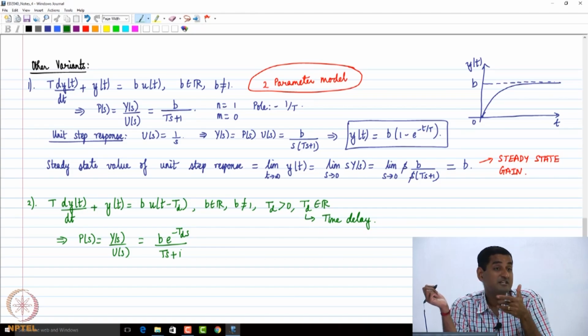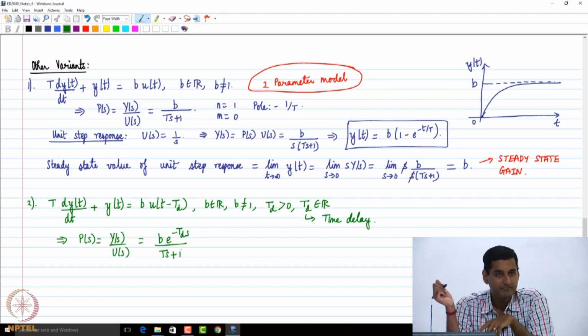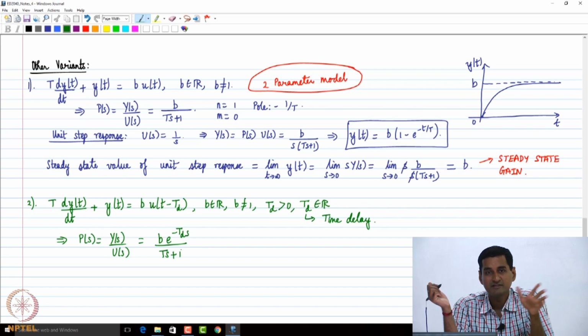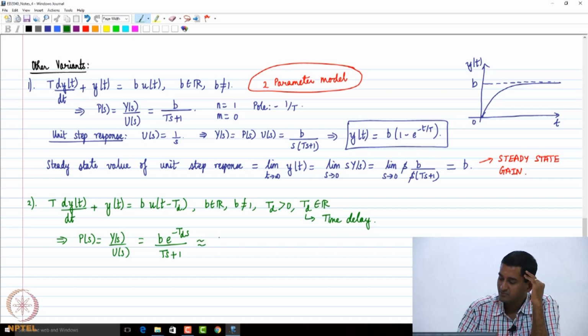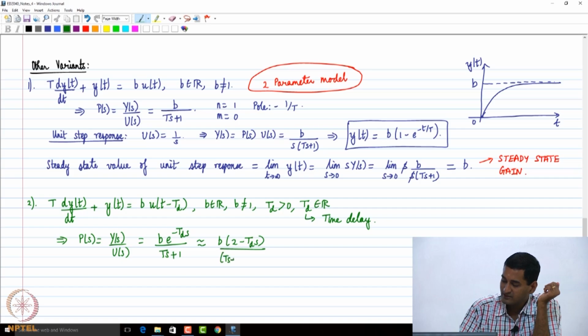Of course, you see that this makes the problem infinite dimensional, right? Because e power minus TDs has a power series expansion. Then we looked at Pade approximation and so on, right? So if I use the Pade approximation, what will I get? I will have 2 minus TDs divided by Ts plus 1 times 2 plus TDs, right? If I use a Pade first order approximation, right?